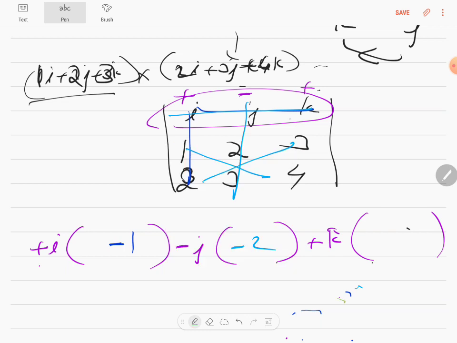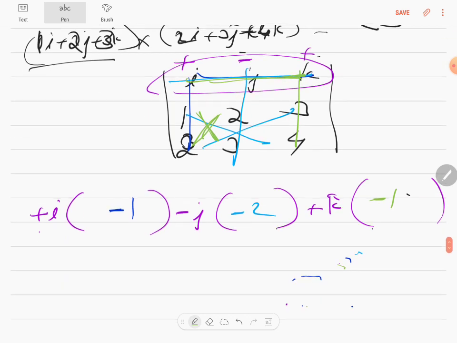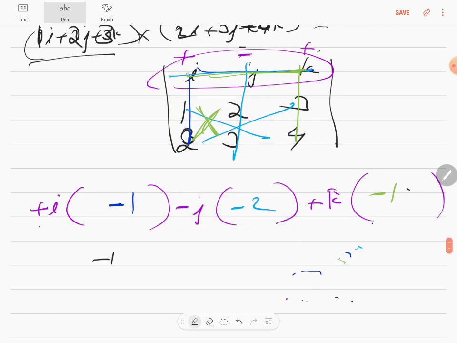Okay, now k into. That row and that column need to be omitted, and top to bottom minus bottom to top. 3 minus 4 is minus 1. So the answer for this will be minus 1i plus 2j minus 1k. And did you see that when you cross, you get a vector?